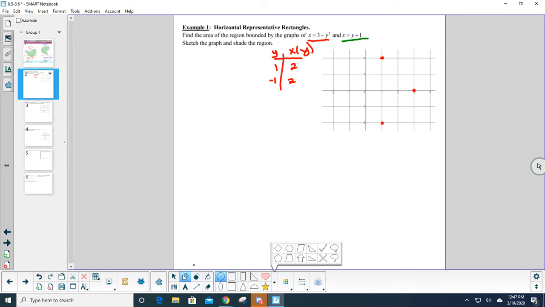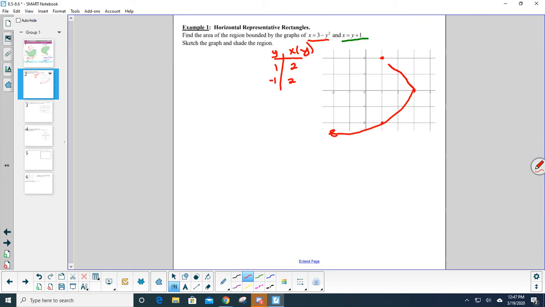Okay, so I'm going to come back to focus. I'm going to have a parabola that does that, and the top piece does that, and I am pretty impressed with myself. That's a pretty good looking parabola.